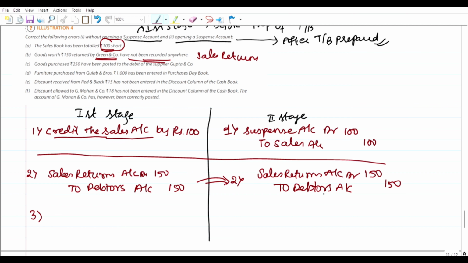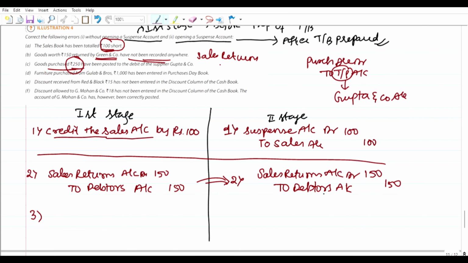Goods purchased, rupees 250, have been posted to the debit of supplier Gupta and Company account. Whenever we purchase goods, we add the entry: purchases account debit, to trade payables account. Here the trade payable is Gupta and Company. What happened? The goods have been purchased for rupees 250.